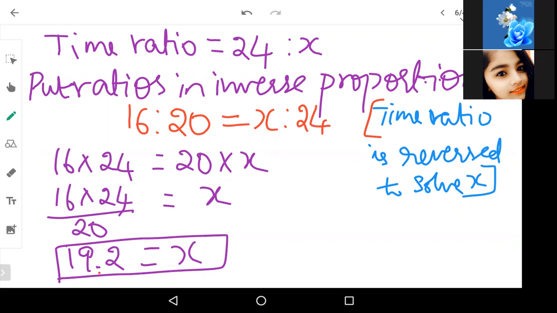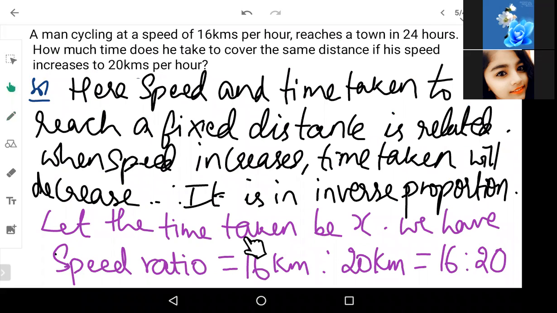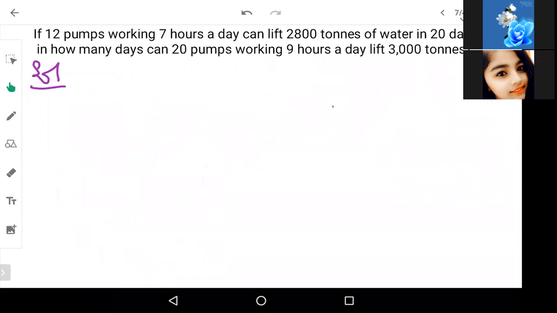Now what is x that we were finding out? X is the time taken. Correct, Ruda. 19.2 is the right answer. So time taken is x. So write the conclusion.